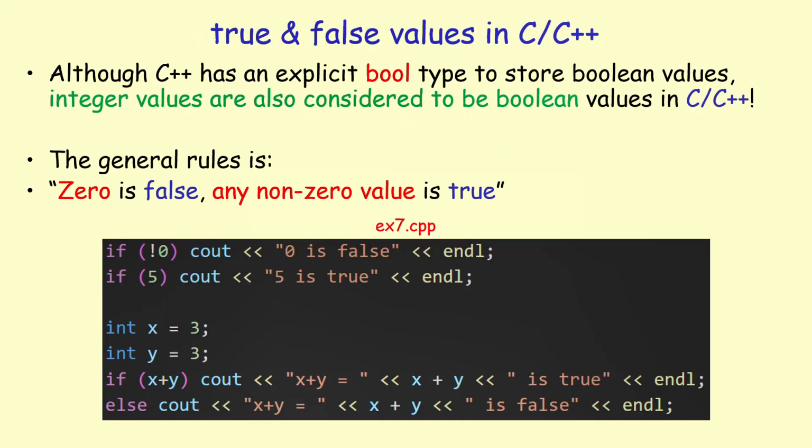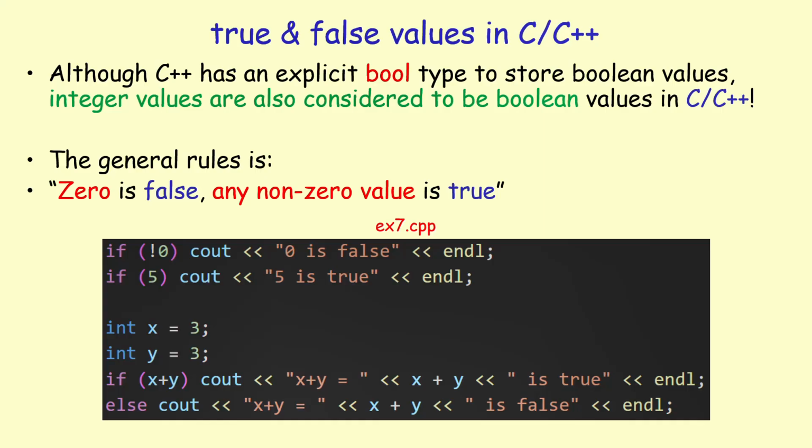Although C++ has an explicit bool type to store Boolean values, integer values are also considered to be Boolean values in C++. This is an artifact of C++ being an extended version of C. In C, there is no Boolean data type, so integers are used for Boolean values. The general rule of thumb is 0 is considered to be false, and any non-zero value is considered to be true.